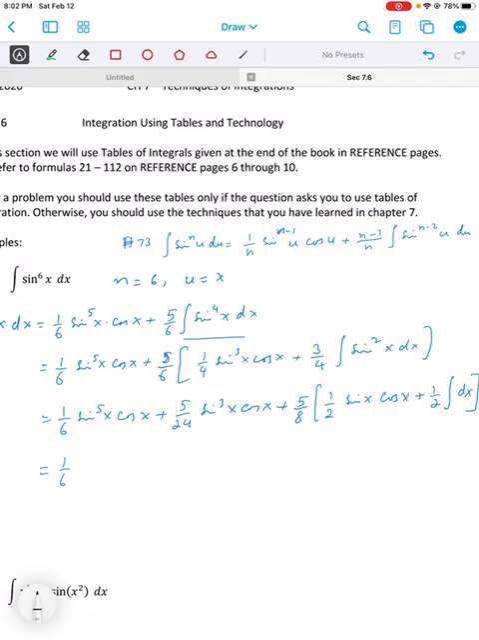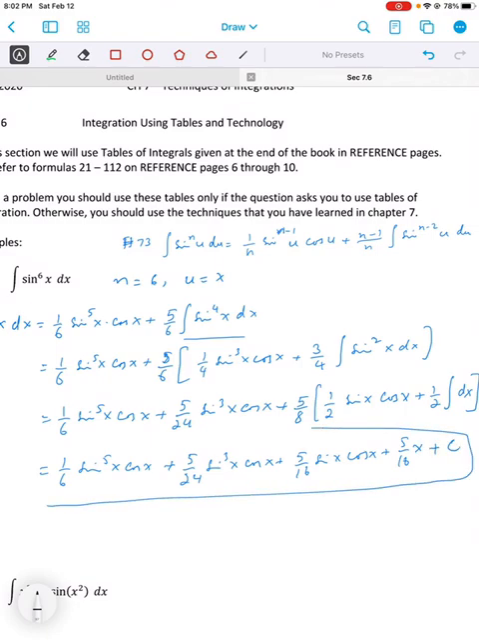So now just clean it up. So 1/6 sin(5x)cos(x) plus 5/24 sin³(x)cos(x) plus 5/16 sin(x)cos(x), and then plus 5/16 x, and then plus C. So that will be the final answer.